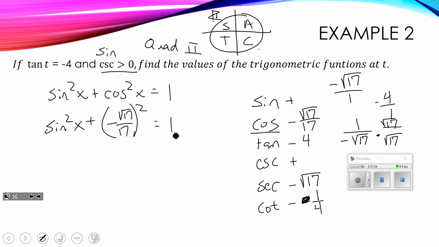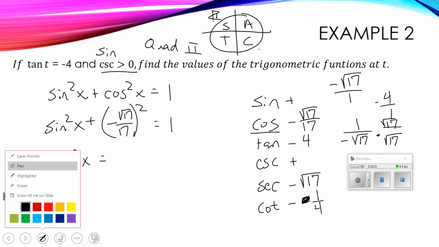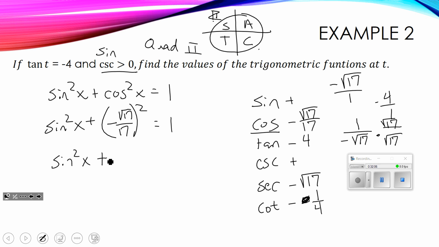Okay, so let's square this. So sine squared x is equal to positive, not equal, plus, this is going to be, when I square root of 17, what am I going to get on top? Square root of 17 times square root of 17. 17 over, no, you got square 17. 289 equals 1. I really think that simplifies to 1 over 17.